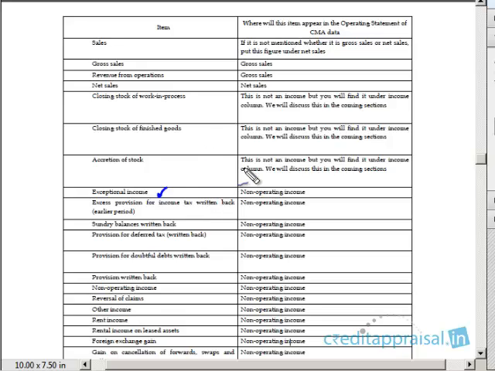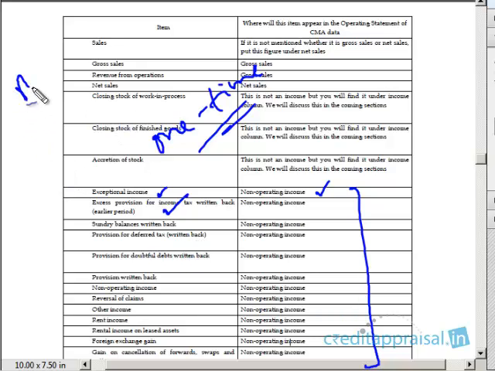Then there's something called exceptional income. Whenever you hear the word exceptional income, it means it's a one-time income. This is not a regular income. So exceptional income you'll also put under non-operating income. All these are non-operating income. See, excess provision for income tax written back. So in an earlier period you had provided. We are going to discuss an item called provision for tax. This might not make sense for you right now, but we're going to deal with it in a subsequent segment in this very chapter 5 itself.